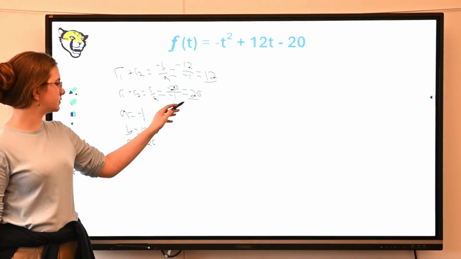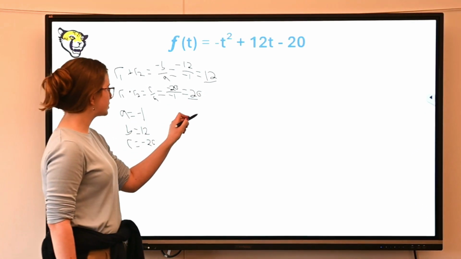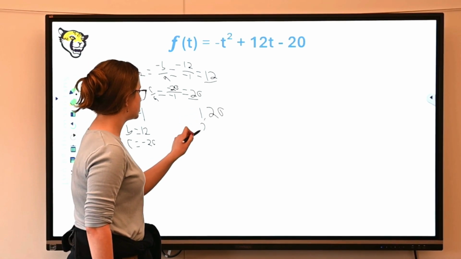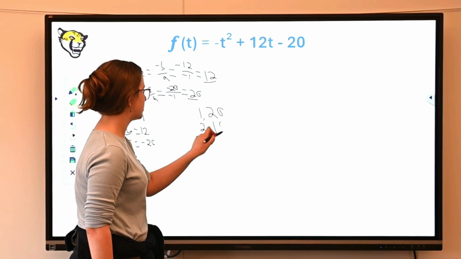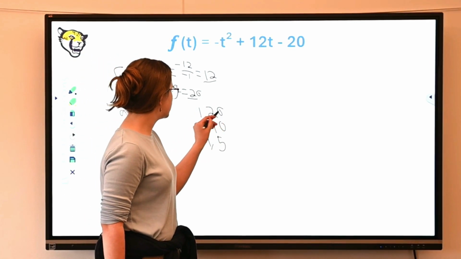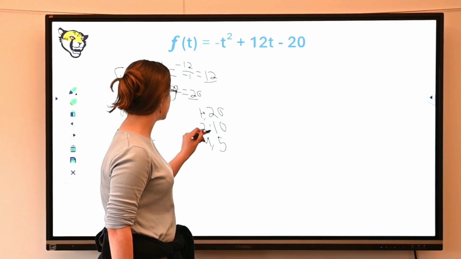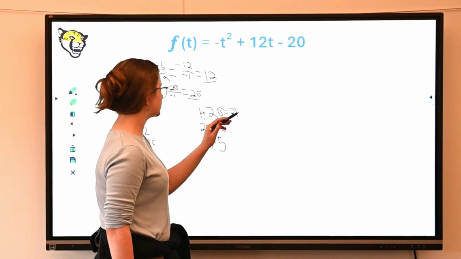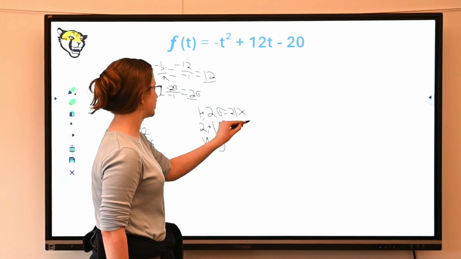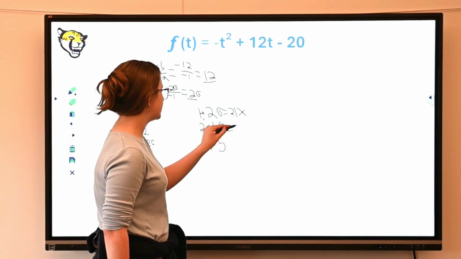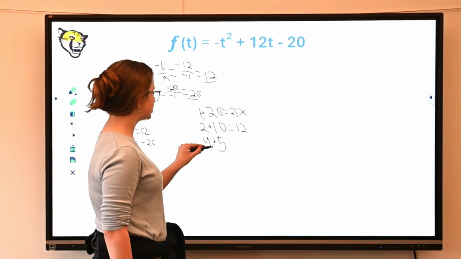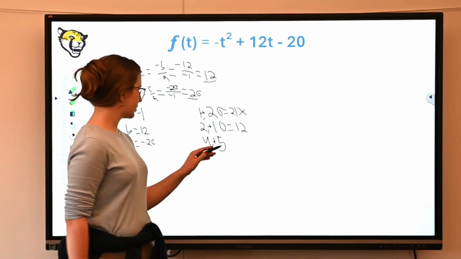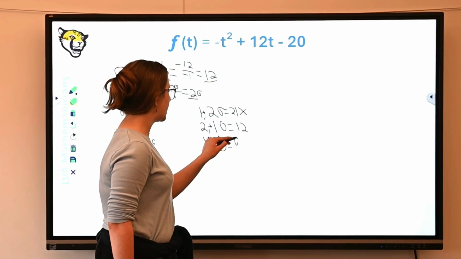So let's think of factors of 20. Well, some factors are 1 and 20, 2 and 10. 1 plus 20 equals 21, which would not equal 12, what we're looking for. 2 plus 10 equals 12. Let's just check 4 and 5 to make sure we're doing this right. 4 and 5 would equal 9.